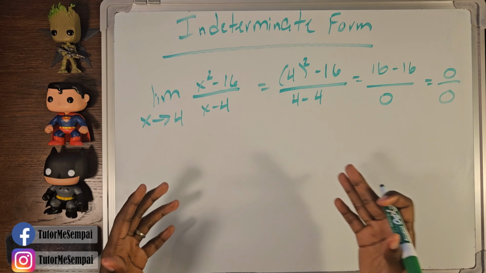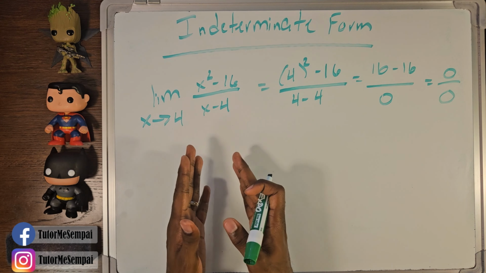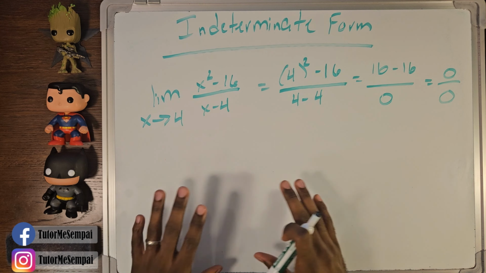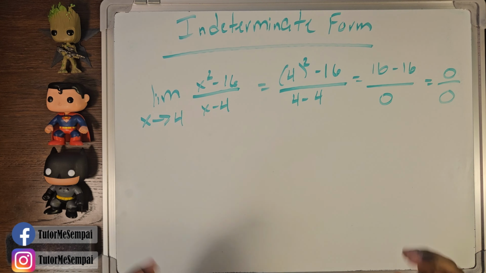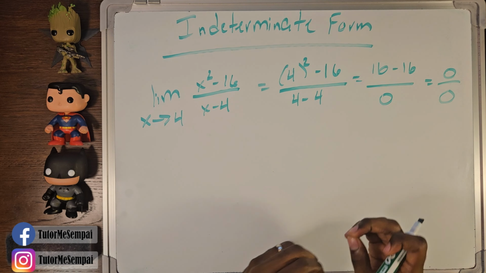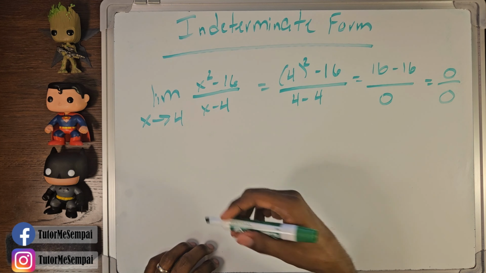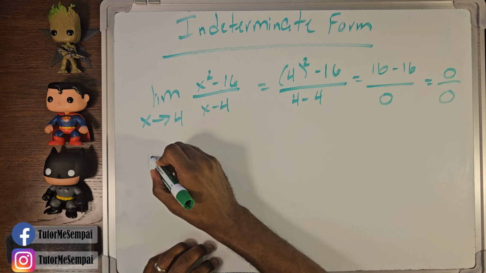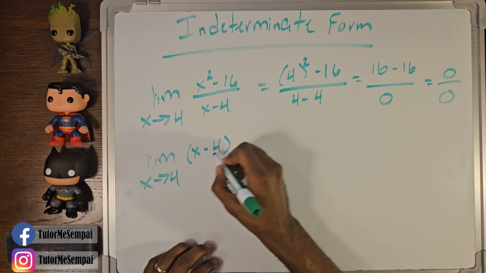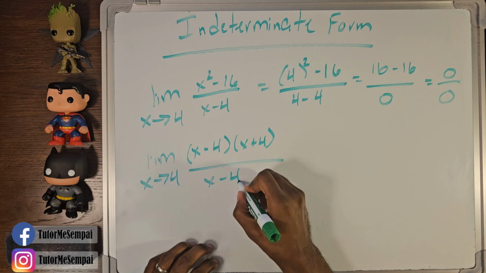Now I'm saying simplify because this is going to take one method of simplification, but you may have a function that requires a completely different mode of simplification. We're going to be factoring this out, but you may have something vastly different, but the steps are going to be the same. Simplify this as much as you can to try to remove that removable discontinuity. So when we factor this, we're going to have what? X squared minus 16 factors into, let's write this again, the limit as x goes to 4 of (x minus 4)(x plus 4) all over x minus 4.